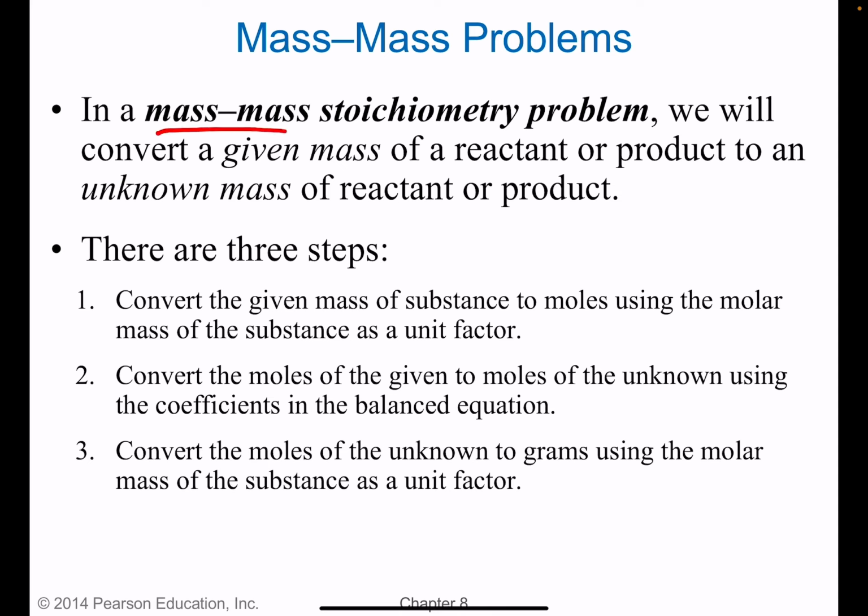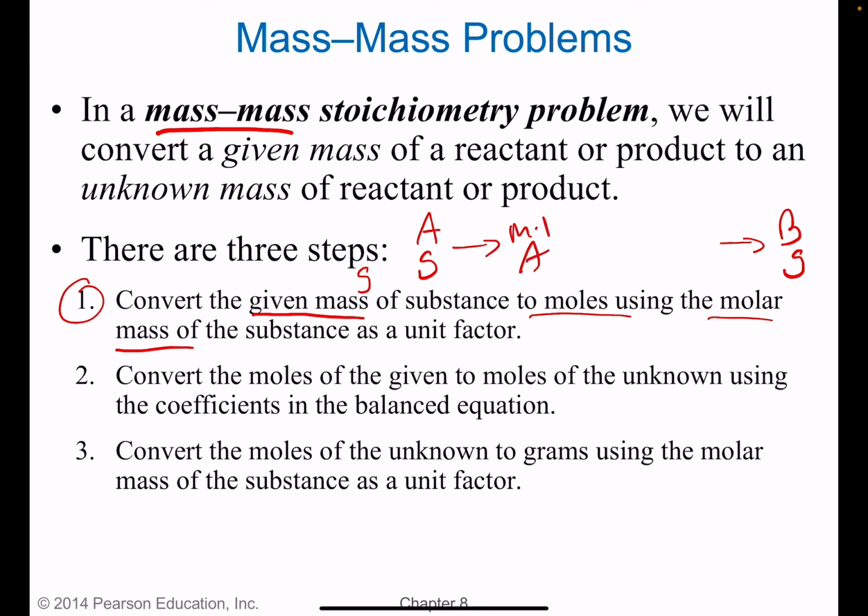So there's 3 steps in these mass to mass stoichiometry problems. The first step is to convert the given mass, which is probably in grams, to moles using the molar mass of that substance. So if we wanted to go from grams of A to grams of substance B, we would first have to convert to moles of A and then convert to moles of B to go to grams of B. So this first step, we would use the molar mass of A, whatever that is.